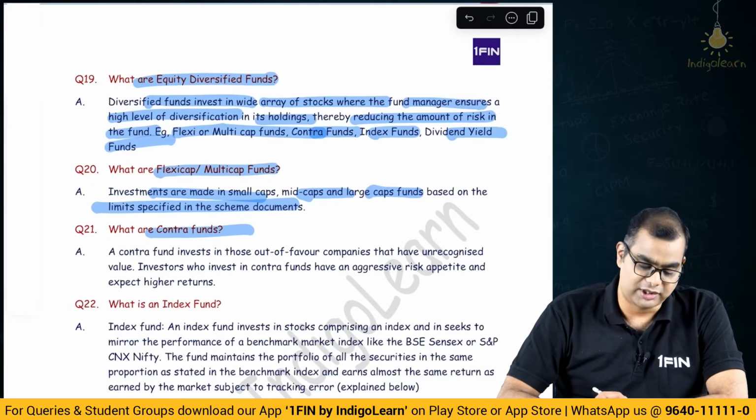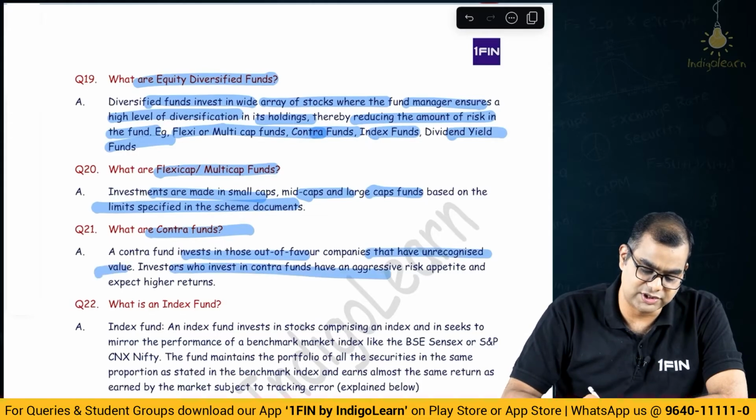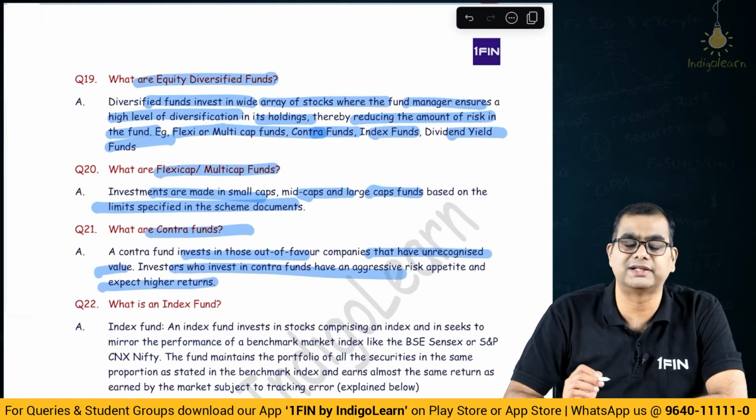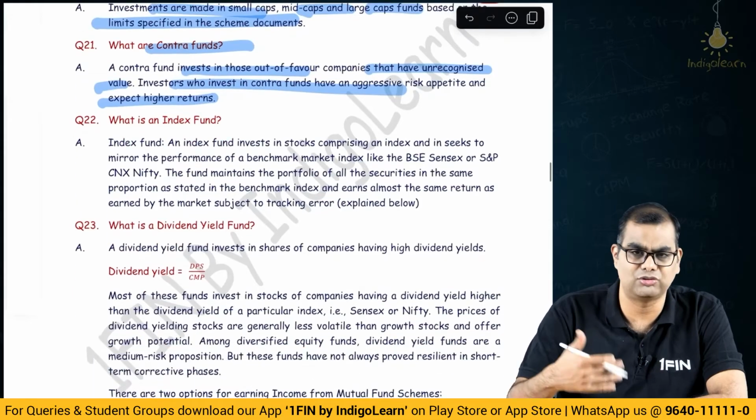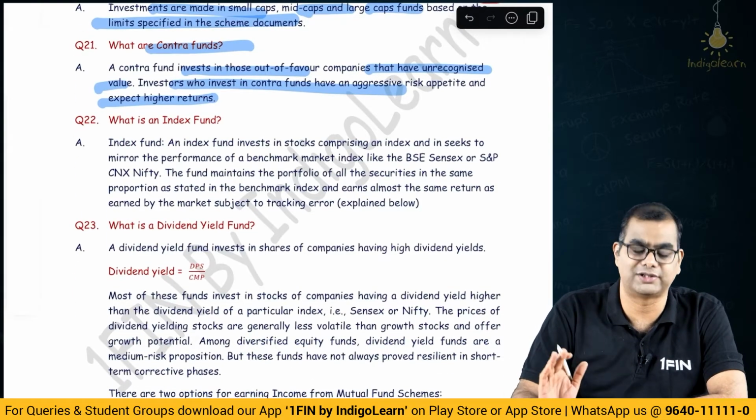Then you have something called contra funds. These invest in out-of-favor companies that have unrecognized value. Investors who invest in contra funds have an aggressive risk appetite and expect much higher returns. So exactly opposite, they do ulta. If the market is saying sell this stock, they will go and buy that stock.